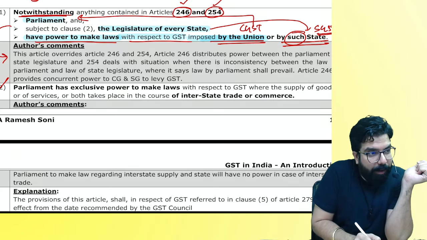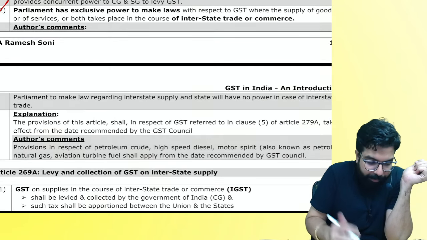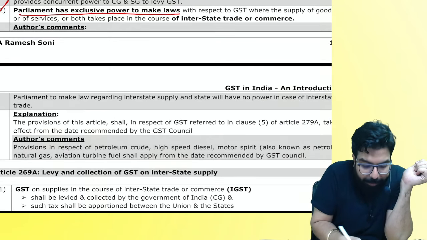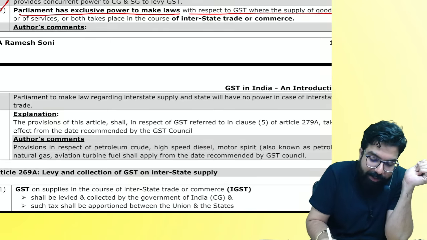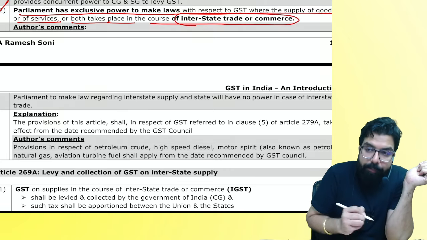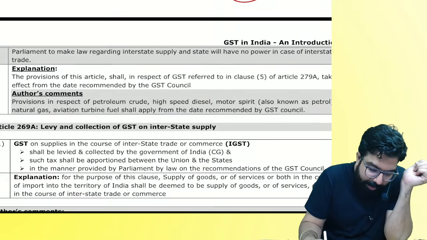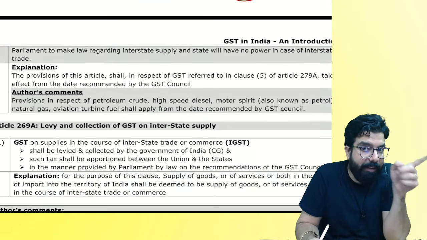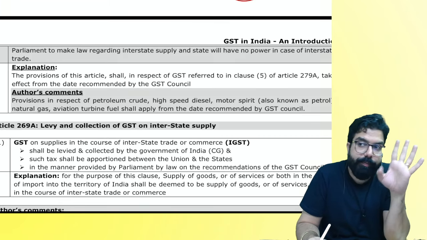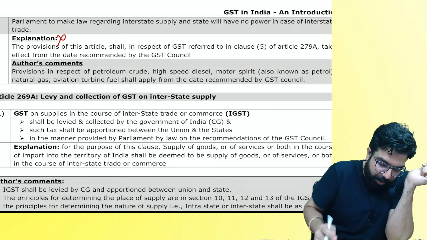See over here, this is what I am talking about now. The same thing I have written down as the author's comment, so that whenever you want to read in future, you can read. Okay, everyone. Parliament has exclusive power with respect to GST when the supply of goods or services or both takes place in the course of interstate trade. IGST related law, who will make it, everyone? Parliament. Will the state legislature make it or Parliament only? Are we clear, everyone? Next, this provision which is there, you don't need it now.